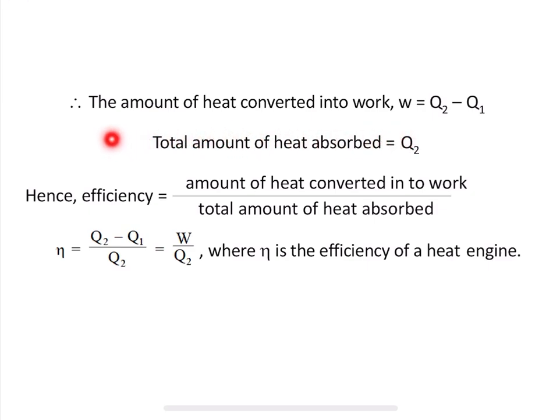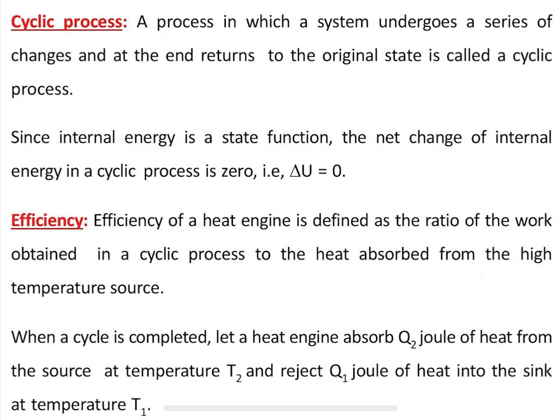So this gives us how much heat has been converted into work, and the total amount of heat absorbed will be Q2. Hence I can define efficiency. Efficiency is equal to the amount of heat converted into work divided by the total amount of heat absorbed. Or I can write it this way: nu is equal to Q2 minus Q1 divided by Q2. We know that W is equal to Q2 minus Q1, so substituting, it becomes W divided by Q2, where nu is the efficiency of the heat engine. This is how we understand the heat engine, the cyclic process and efficiency.